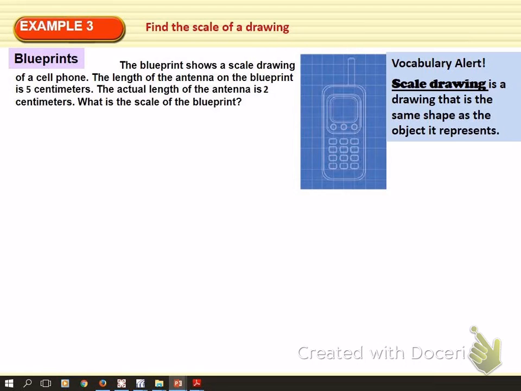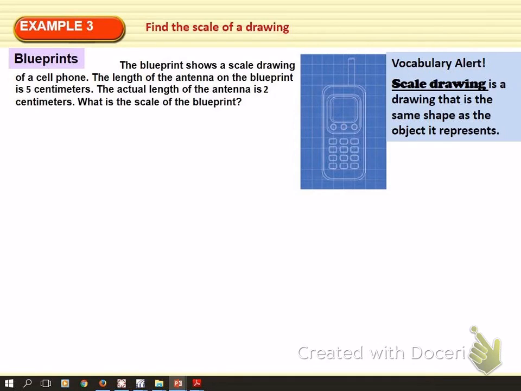All right, scales. A scale drawing is a drawing that is the same shape as the object it represents. We use scale drawings if we want to take something and blow it up so we can see it easier, or take something really, really big and scale it down to make it easier to handle. When you do a scale drawing, it's not just any drawing, it's a scale drawing, and so that means everything is to scale. Everything is proportional.